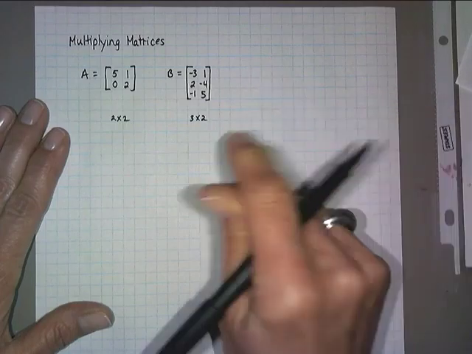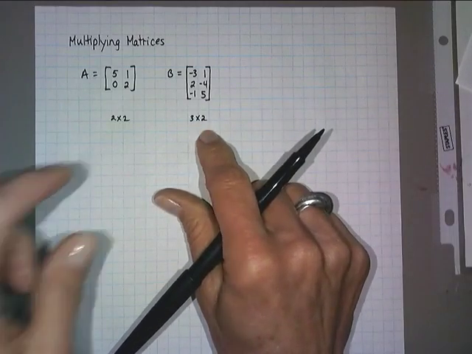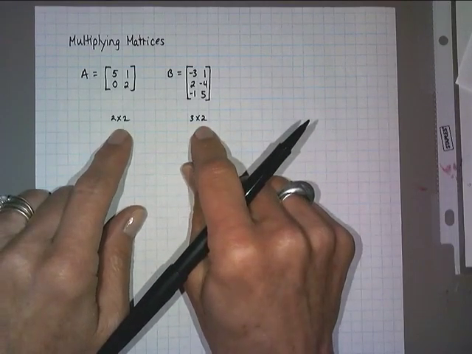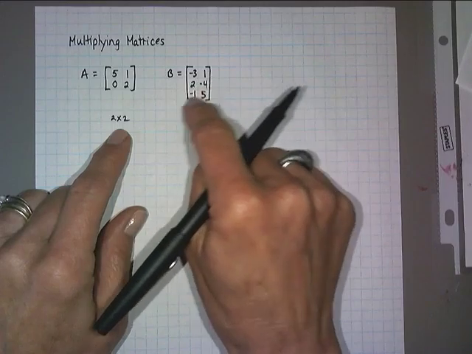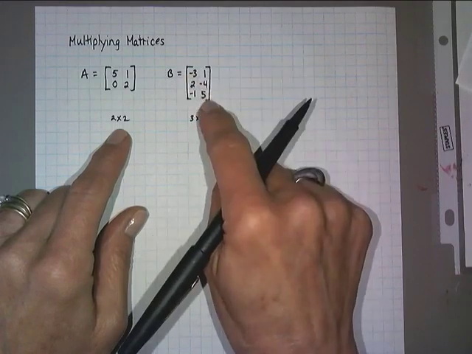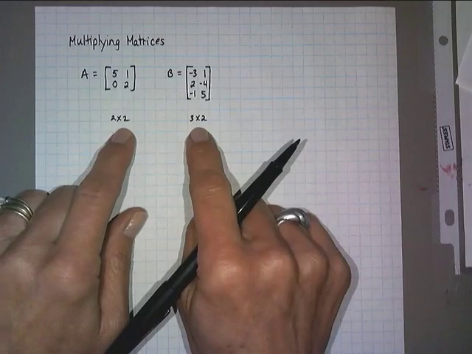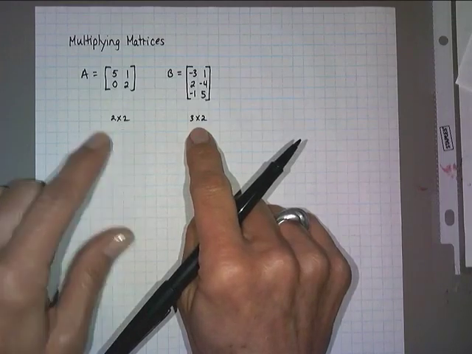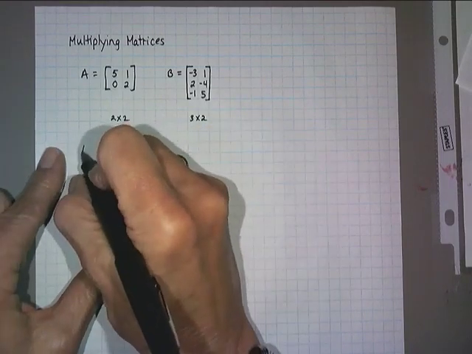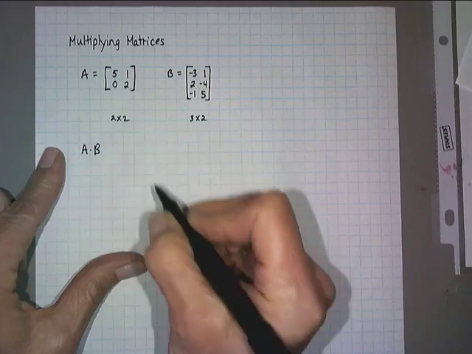Remember, we name the matrices, or we identify their dimensions by how many rows they have compared to how many columns they have. So matrix B has 3 rows and 2 columns. All right, the first thing I'm going to ask you to think about is, can I multiply A times B?